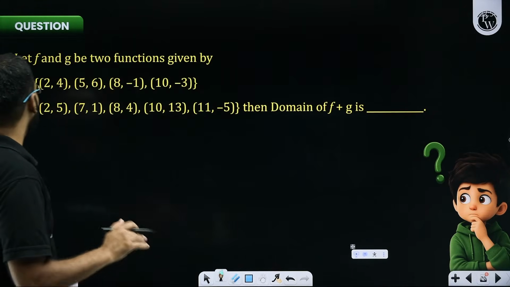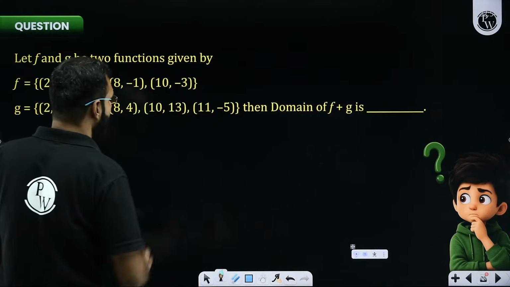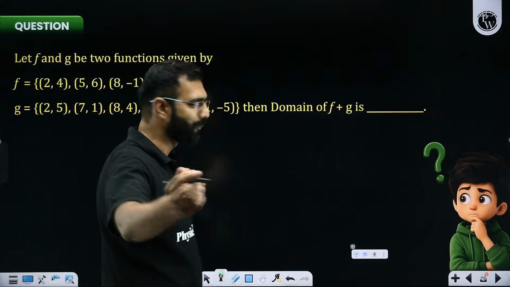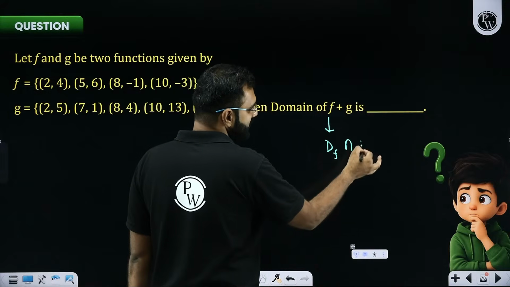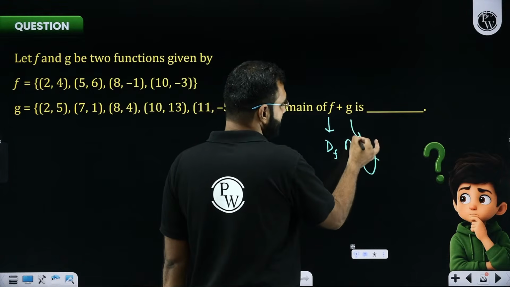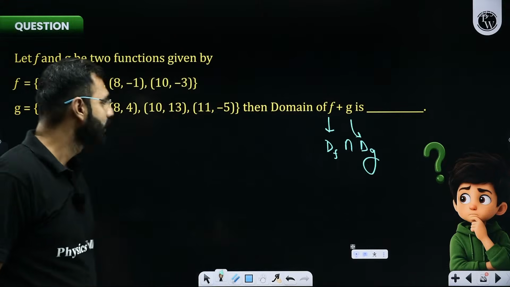Coming back to the final question, what does it say? Domain of f plus g. I think you know it, don't you? Domain of f plus g is always domain of f intersection domain of g. We did discuss it. Yes or no? We did.